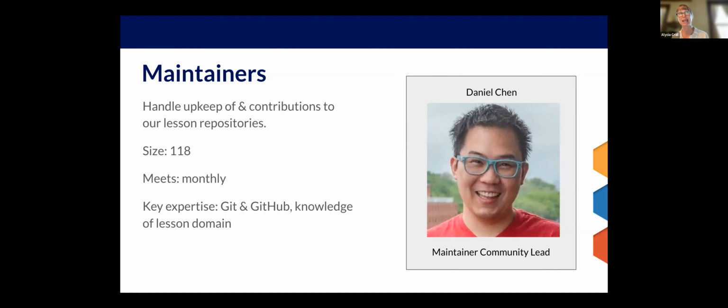We also have our lesson maintainers that upkeep and help support all of the lessons that have been developed by the community. This just makes sure they stay up to date and remain relevant. We have about 118 of them around the world, and they meet monthly and do a lot of their work in GitHub repositories, because that's where our lessons live. But they tend to also have a lot of knowledge within specific domains that are focused on our lessons. So, for example, we have specialized lessons in fields such as ecology, genomics, and other areas as well.